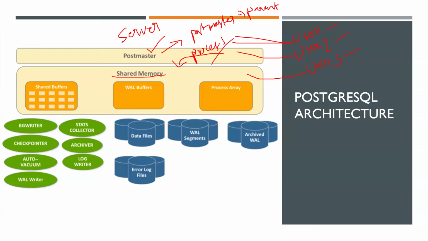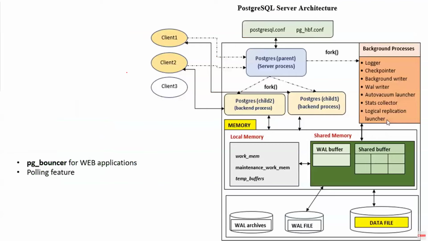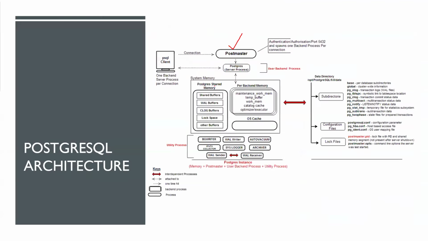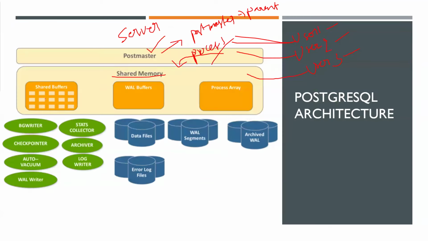Once it starts establishing the connection, the first major component where we need to focus is memory, shared memory. Under the shared memory, we are having shared buffers, WAL buffers, process array, and many things. Let's focus on these three first. What is shared memory? Shared memory is nothing but cache. Everyone knows about the cache, right? Memory, everyone knows RAM.